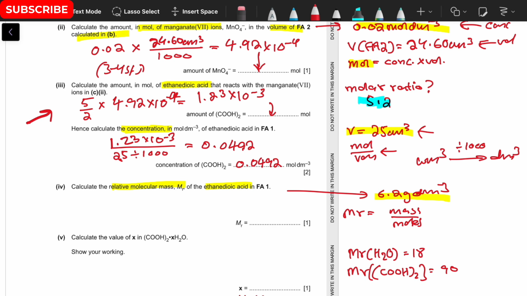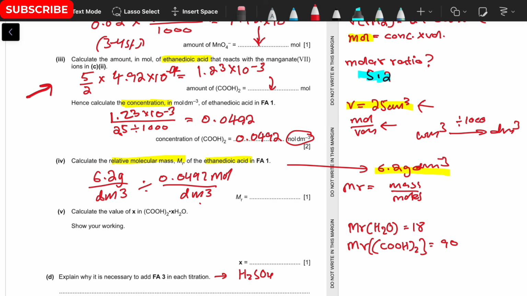Now, Mr is equal to mass divided by moles. We have 6.2 grams per decimeters cubed, divided by 0.0492 moles per decimeters cubed. So really, our decimeters cubed are going to cancel out. I'll show you how the decimeters cubed cancel out: it is equivalent to 6.2 grams times 1 over 0.0492. So these two cancel out, and we're really just doing 6.2 divided by 0.0492, which gives us an Mr value of 126. And this, okay?